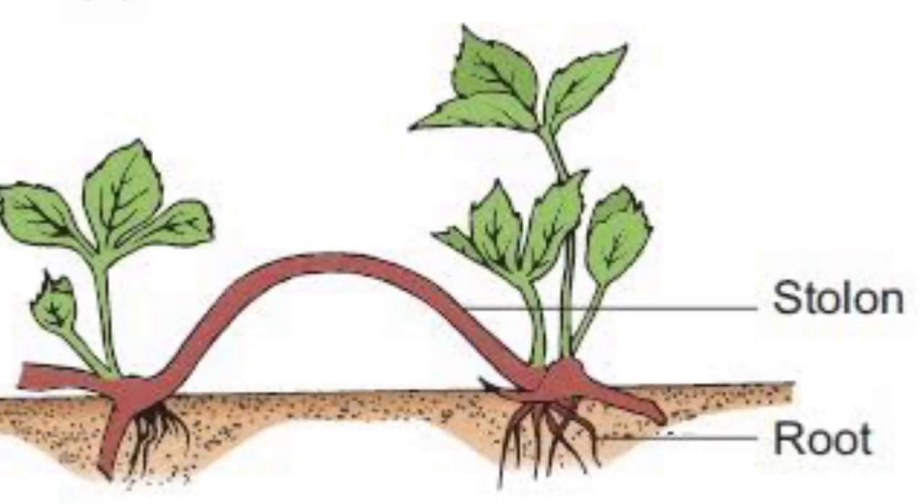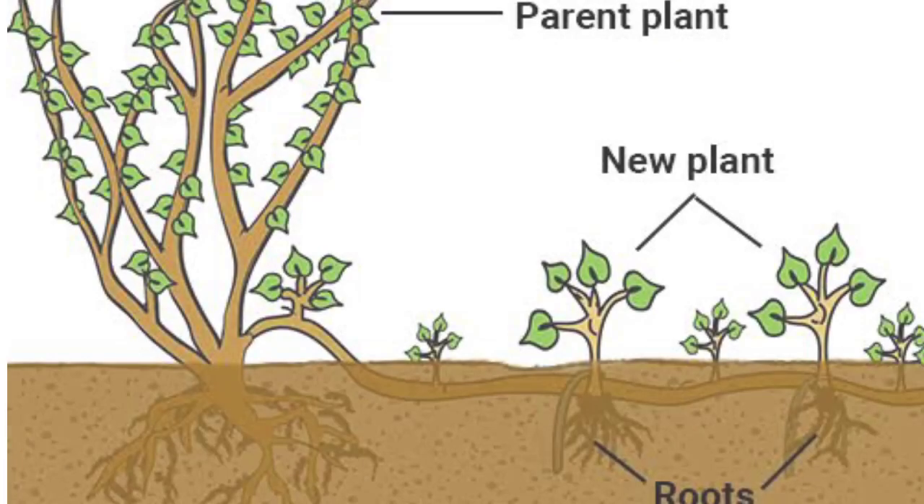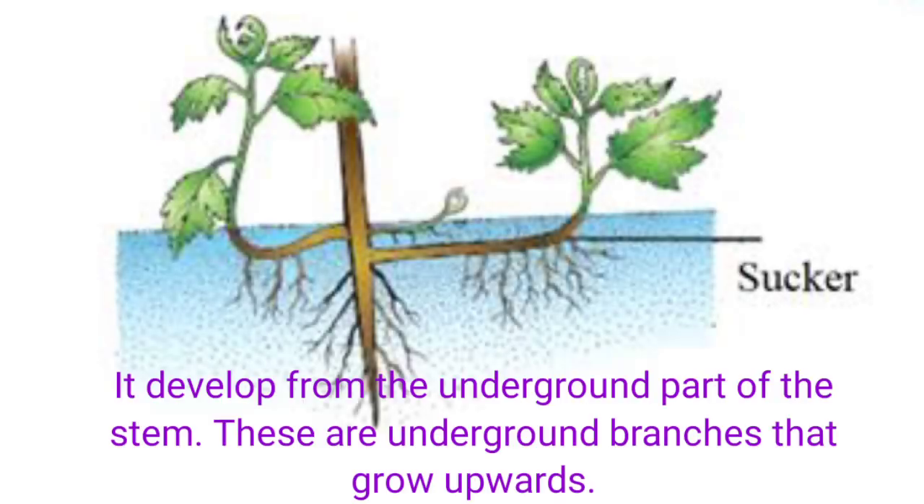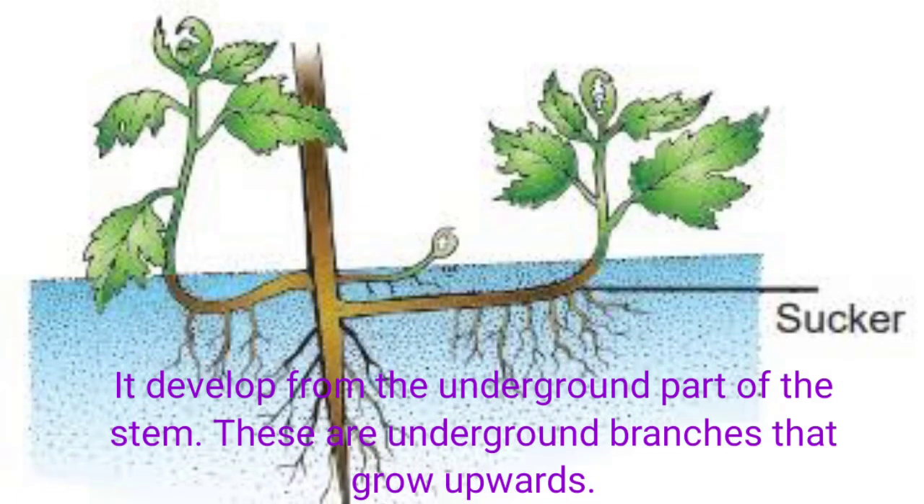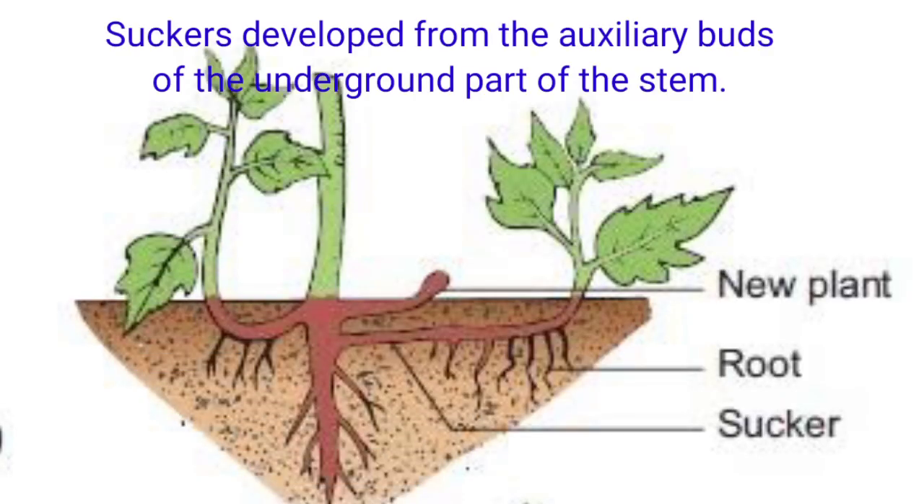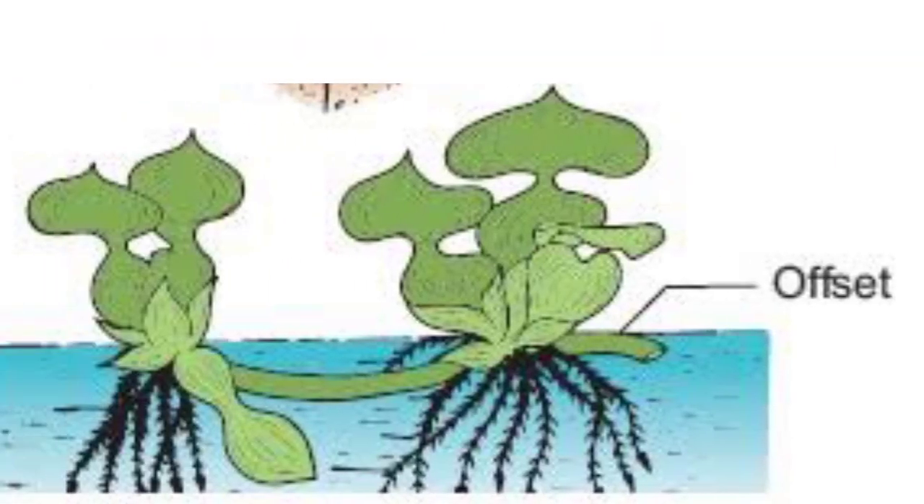Stolons. It is developed from the lower branches of the stem. When these branches touch the soil, they produce adventitious roots and then become a new plant. Suckers. It is developed from the underground part of the stem. Basically, these are underground branches that grow upwards. These are developed from the axillary buds of the underground part of the stem. Offsets. Subaerial stems which are short, slender branches of one internodal length are called offsets. These are found in free-floating hydrophytes.